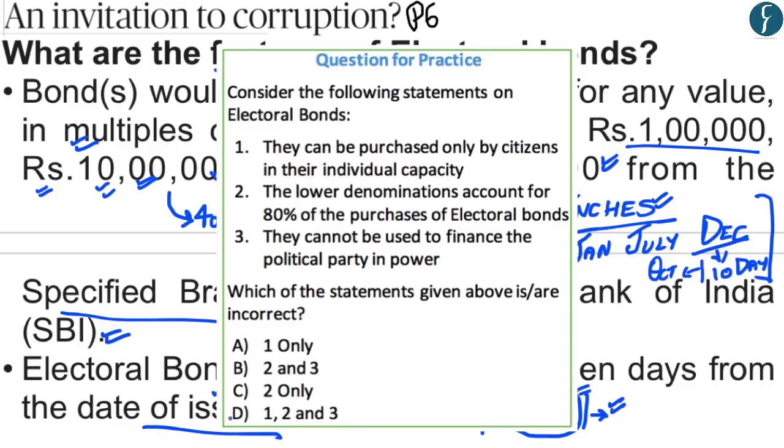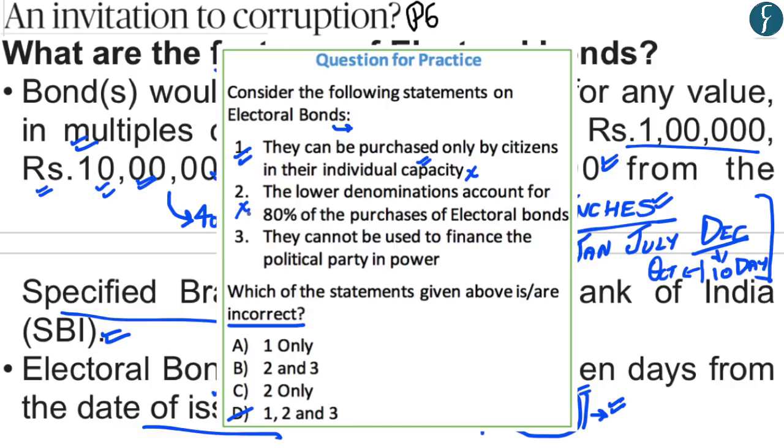Now the correct answer to this question is D, 1, 2 and 3. The first aspect that you need to understand is that this question asks which of the statements given above are incorrect. So the first statement, that electoral bonds can be purchased only by citizens in the individual capacity, is a wrong statement. Electoral bonds can be purchased by companies or organizations that are established in India. And apart from this, electoral bonds can also be purchased in joint capacity.